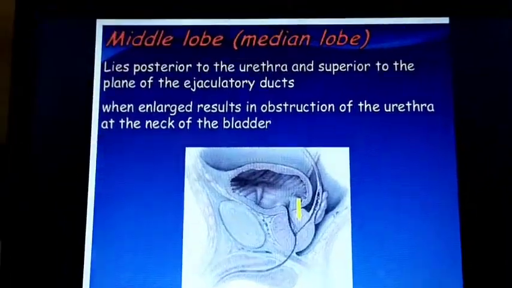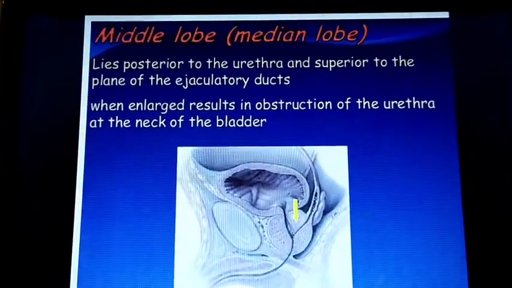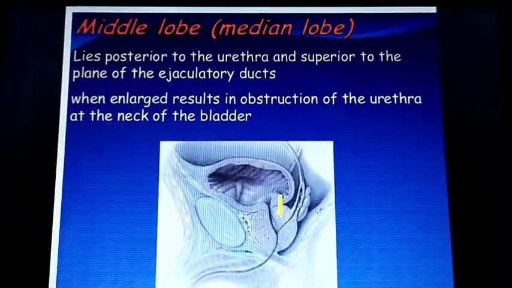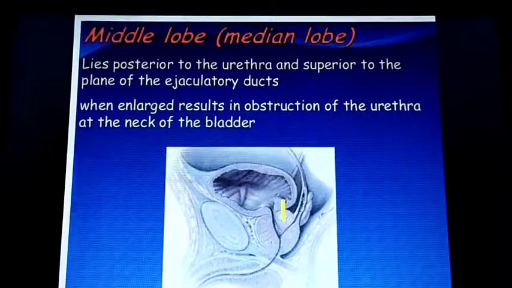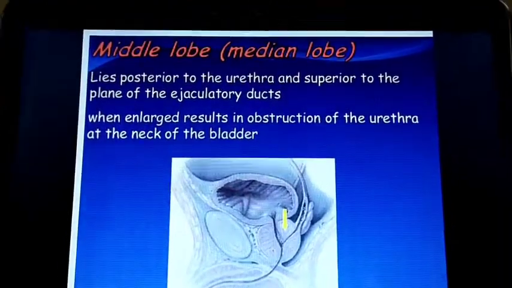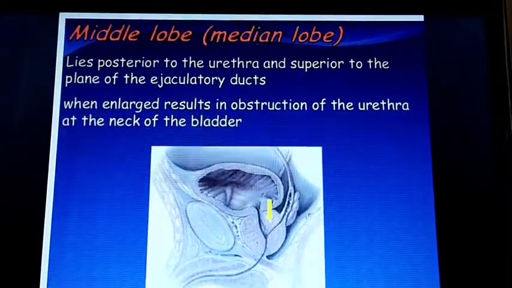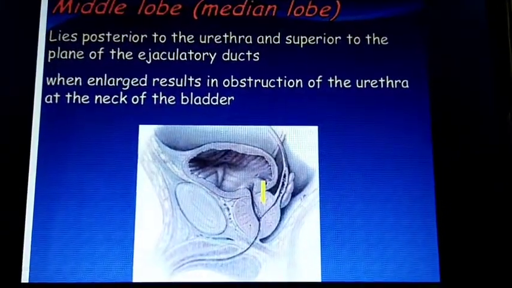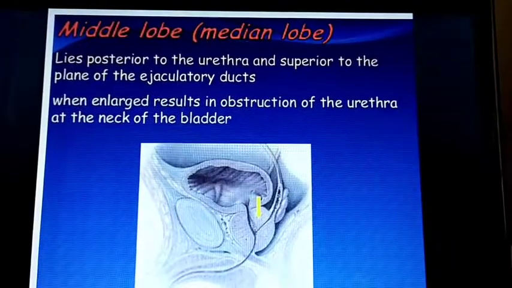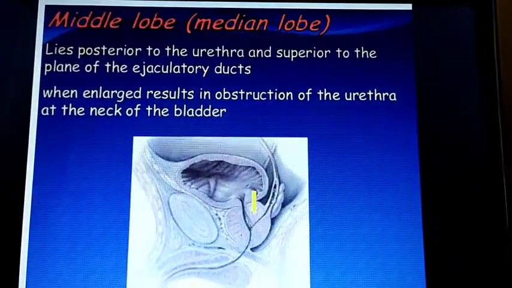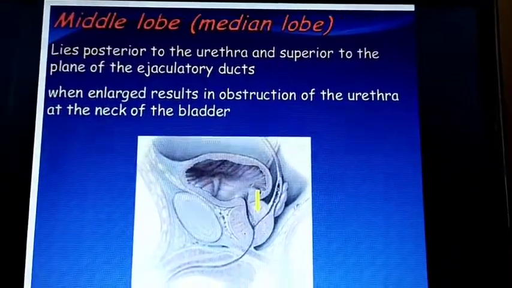The middle lobe, or actually the median lobe, not a middle lobe, it is actually the median lobe. It lies posterior to the urethra, superior to the plane of the ejaculatory duct. I already marked it there. When enlarged, it results in obstruction of the urethra at the neck of the bladder.